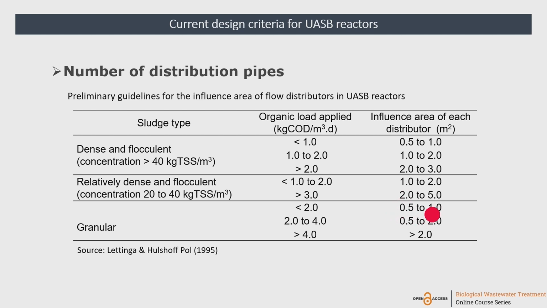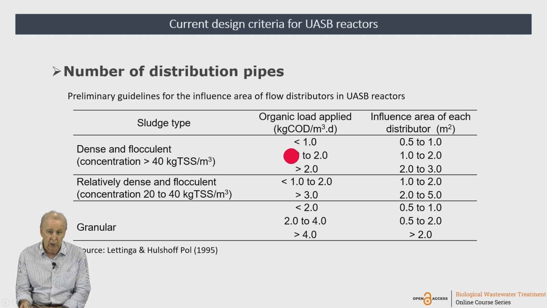The smaller the influence area, the more pipes we need. That's the message. When I go to floc-length sludge, it's easier to mix, easier to move, and usually we would need fewer distribution pipes. But if the organic load is also low, the biogas production will be low, and we are not going to have good mixing due to the organic loading rate. It means due to the biogas production. So we also need a lot of distribution pipes because the influence area will be smaller.